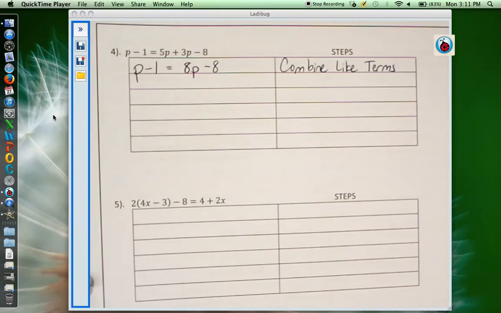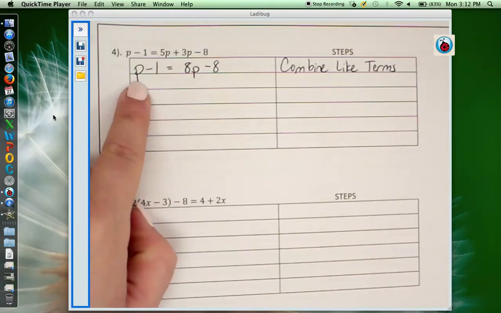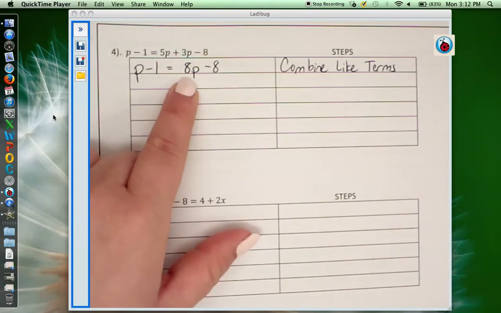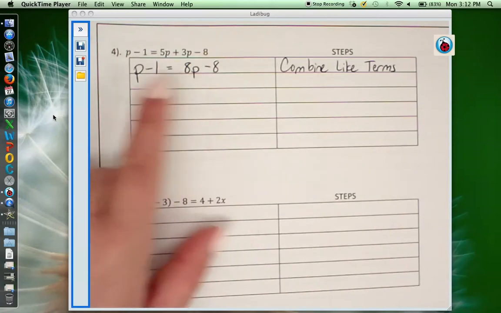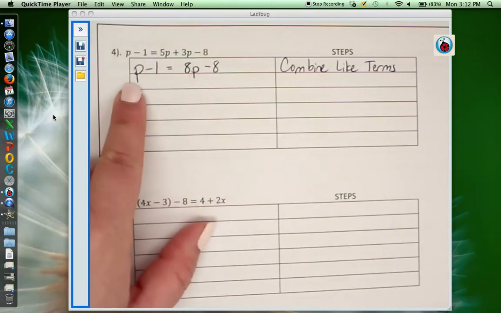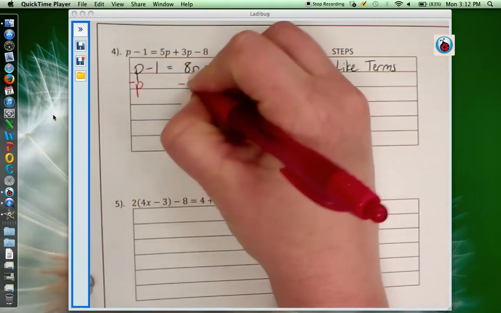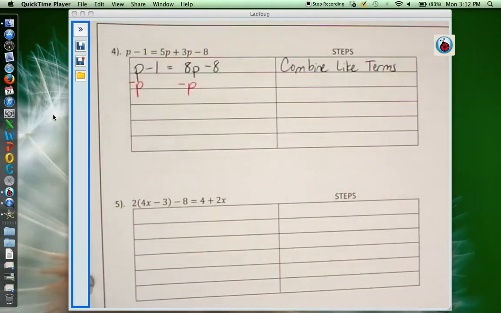So now I need to get to the task of getting p all in one place and then getting p by itself. So I have a choice here. I could cancel p by subtracting 1p from each side. I could cancel 8p by subtracting 8p from each side. I'll go with the 1p just because it'll end up with a positive result. So I'm going to subtract p from each side. That's using subtraction property.